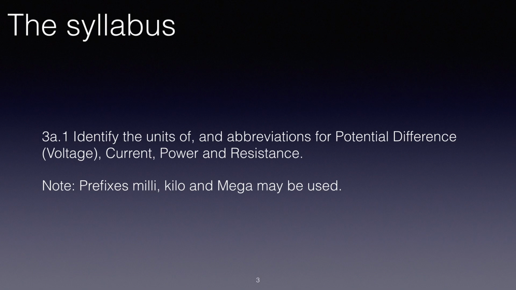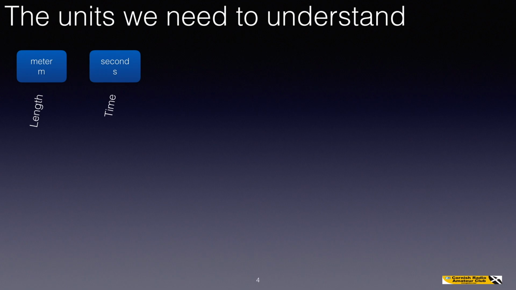Now we're going to go on a little bit further than that, because in other syllabus items we have to have a look at some other units as well. So now we're going to look at all of the units that we need to understand. The first unit, a fairly easy one, the unit of length, is the meter, and its abbreviation is lowercase m. We need to look at the unit of time, the second, lowercase s is its abbreviation.